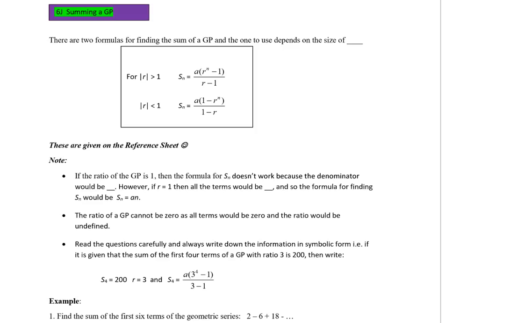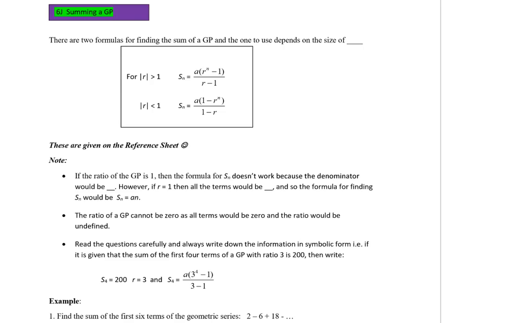We're now going to look at summing a GP. Remember, a GP has a common ratio. And because of the ratio, and the ratio could actually be a fraction, then we get some very interesting situations. So, you actually see that we need to consider the two situations.